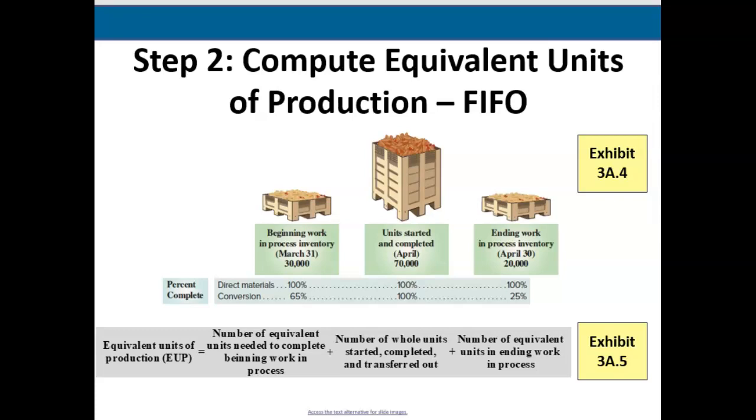We separately compute equivalent units of production for direct materials and conversion costs. This is because direct materials and conversion costs typically enter processes at different rates. We see this for Fit Mix in Exhibit 3A.4, where there are different percents of completion for direct materials and conversion costs for both beginning and ending work in process inventories. This exhibit shows the formula to compute equivalent units of production under the FIFO method for both direct materials and conversion.